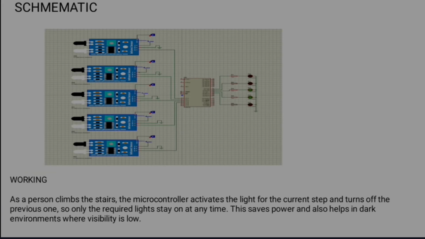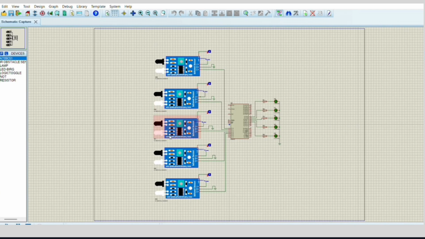If we come to the schematic of the project, here I have assumed 5 steps for the staircase, so I have used 5 IR sensors and 5 LEDs. The IR sensor outputs are connected to port 0 of the 8051 microcontroller and the LEDs are connected to port 2 of the 8051 microcontroller. Now let's look at the simulation. Here you can see how the IR sensors and LEDs are connected to the 8051 microcontroller.